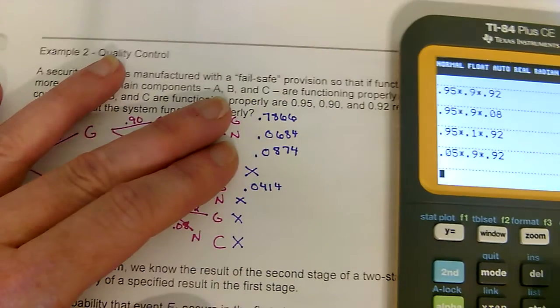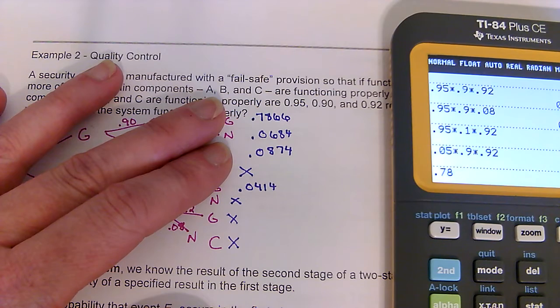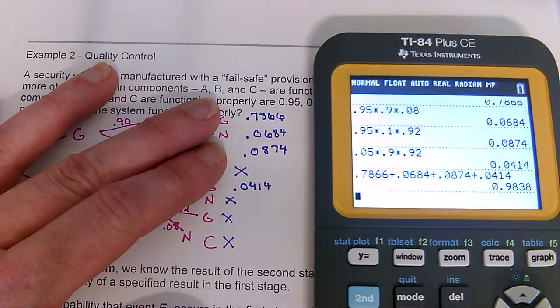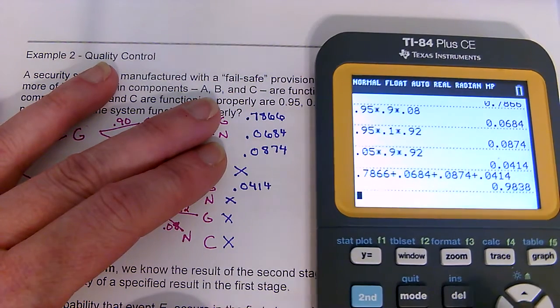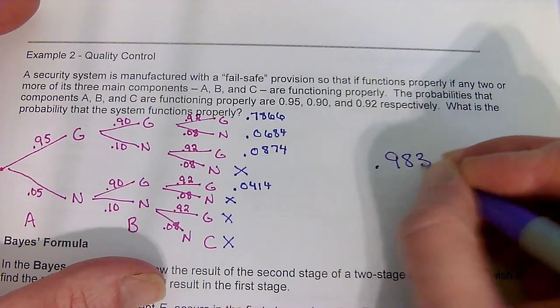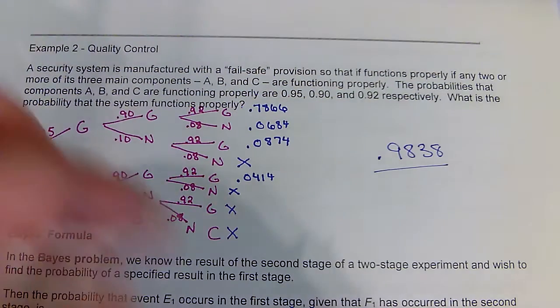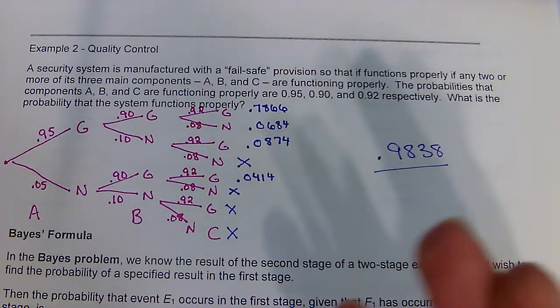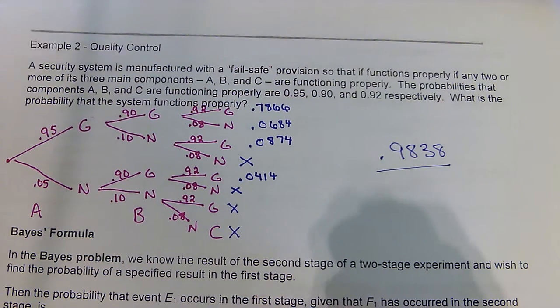Since I multiplied those together, all I have to do is add them up, and I get 0.9838. So the probability that the system is running properly is 0.9838, or a 98% probability.